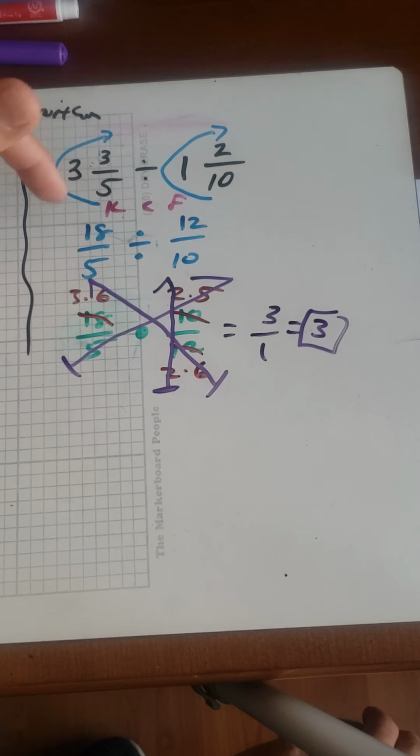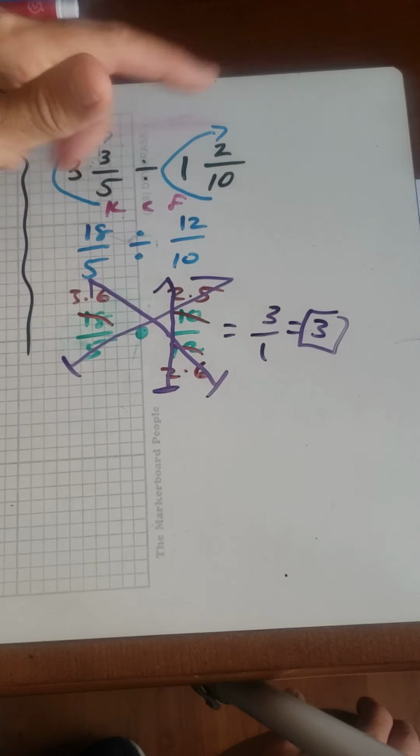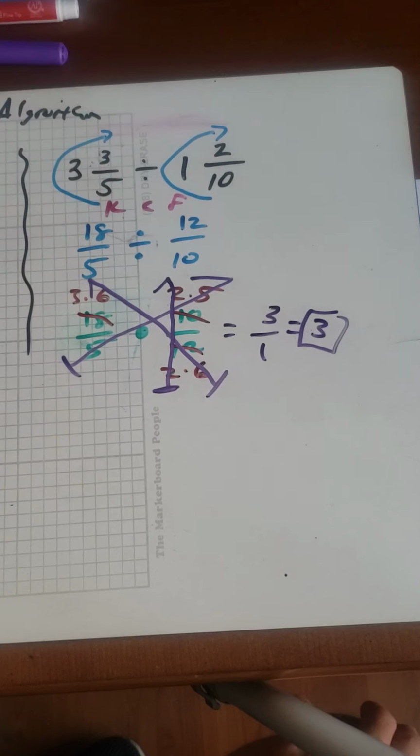If you have only one of these that's a mixed number, either one of those, you always want to change your mixed number first into an improper fraction. So do the backwards C. Then you're going to keep, change, flip. Then you're going to do your multiplication skills, which is to simplify first. Okay, so that's the video for today.